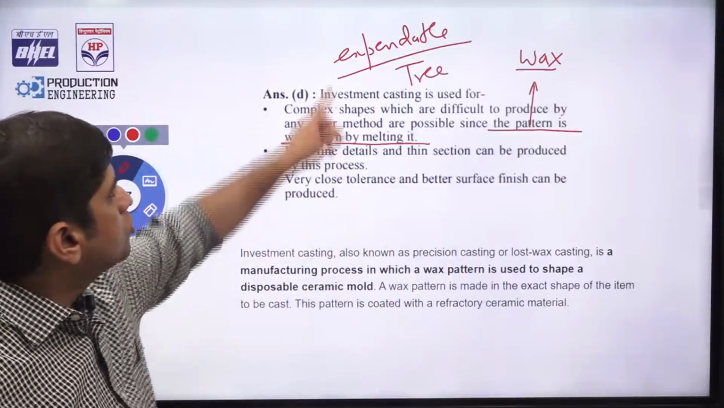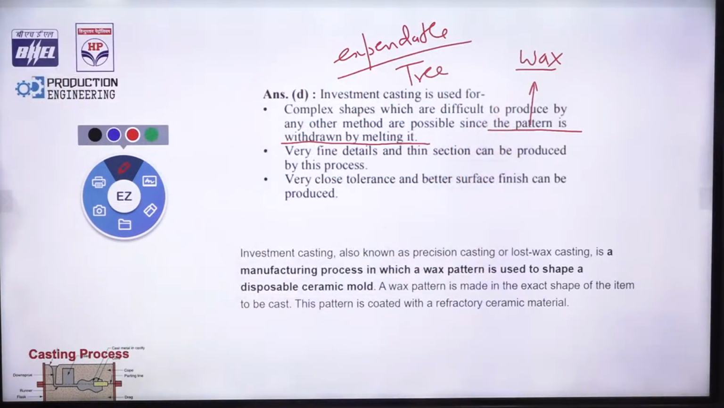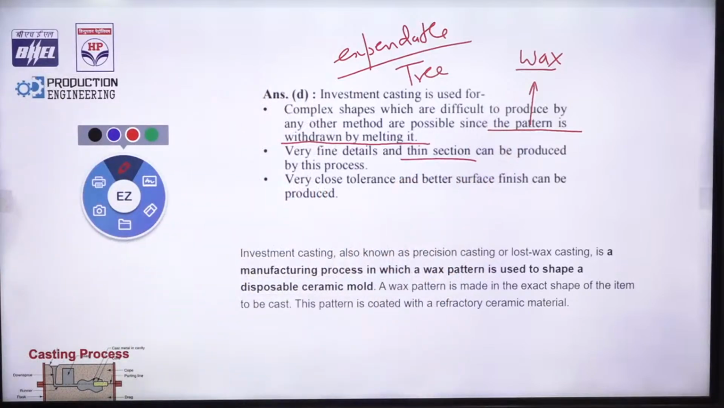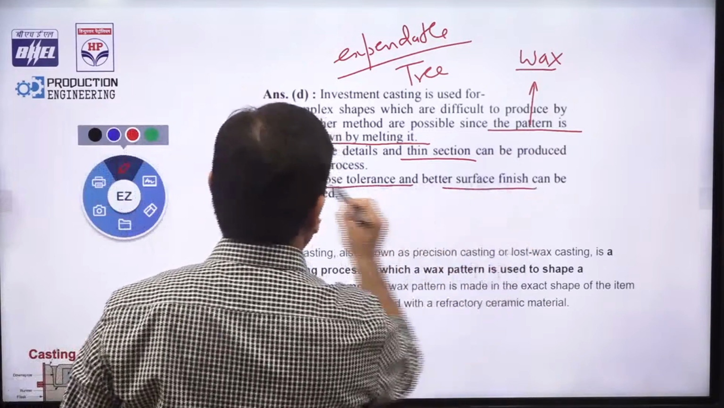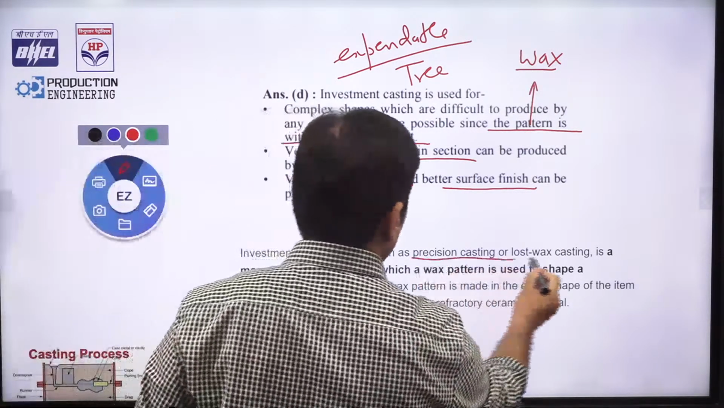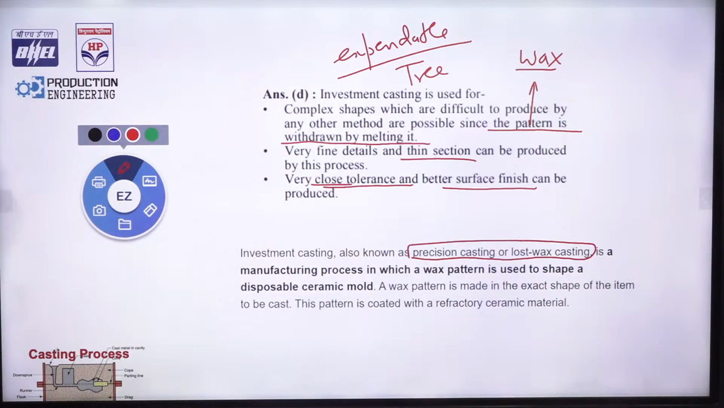So expandable pattern means the pattern will be expended, right? Very fine details and thin sections can be produced by using this. Very close tolerances and better surface finish can be produced in investment casting. It is also known as precision casting or lost wax casting.